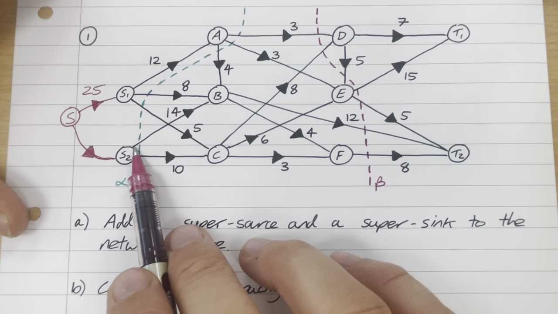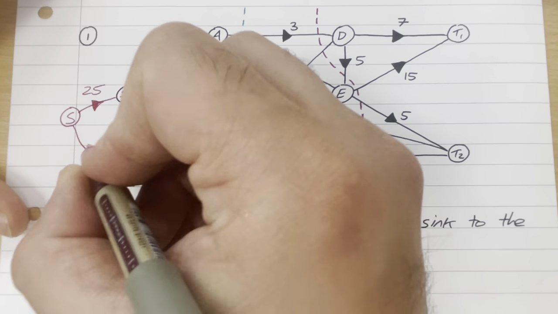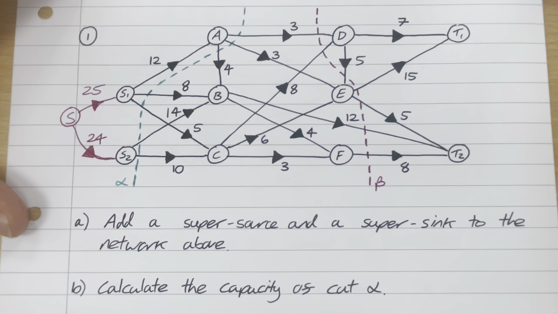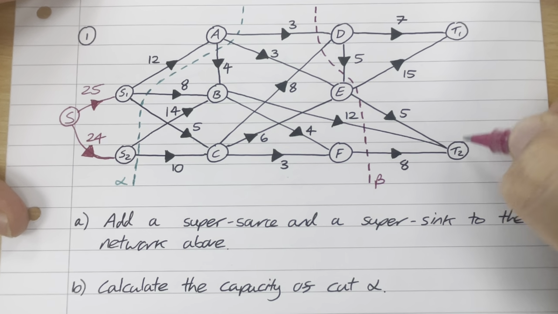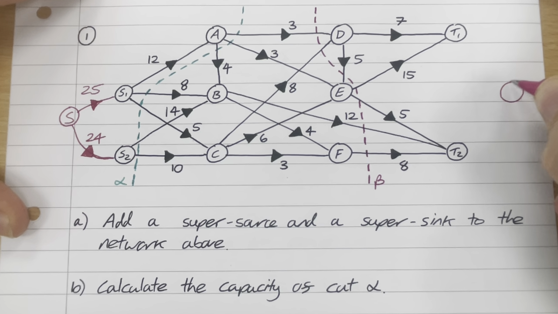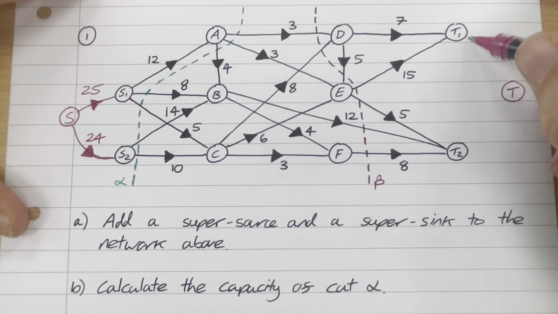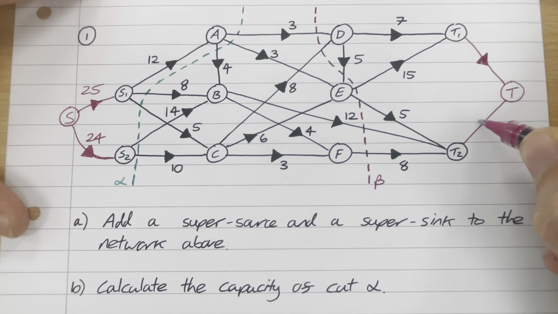And then the one that comes out of S2, we've got 14 going up there and 10 going there. So that's going to be 24. Repeat the same thing at the end. We've got two sink nodes. Again, they're nicely labeled T1 and T2 for us already. So I'm just going to pop in a super sink over there. There's one of my arcs, and there's the other one.